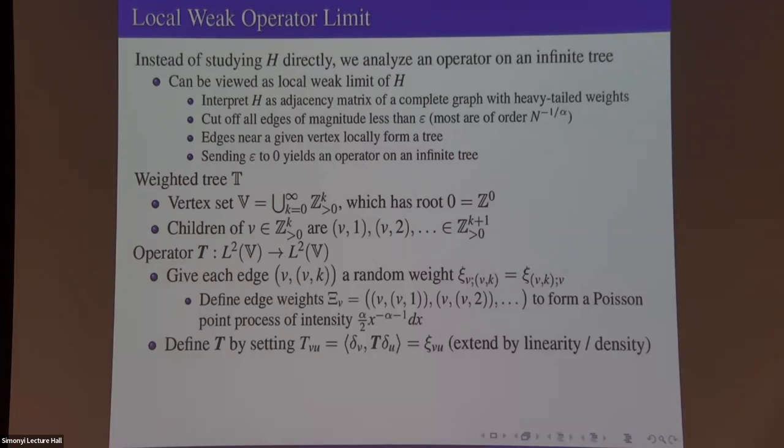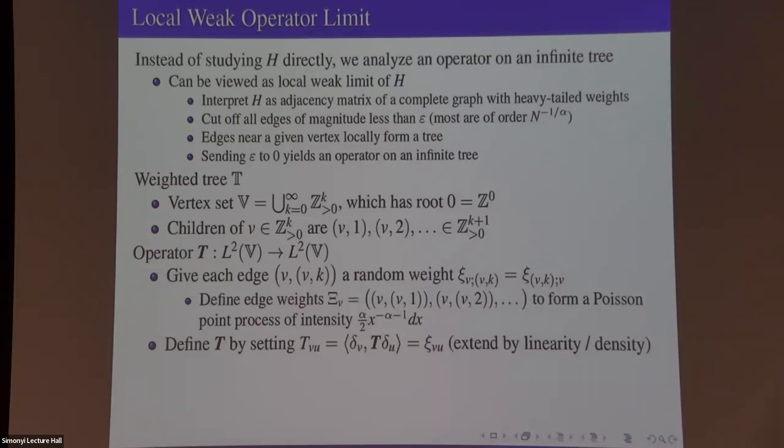Then you define this operator T of V. You should view each node of the graph as an entry, some point in this complete graph on which H is acting. So T should tell me what my H_ij were, what my original matrix entries were. If you take a row and look at its entries, these will form a Poisson point process in a sense.